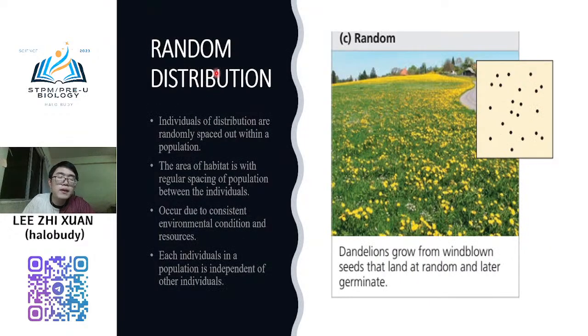And then this one is random distribution. So this one normally occurs in plants. You see that normally this one is randomly spread out within the population, and then the area of habitat is regularly spaced between the individuals. And then this one occurs due to a consistent environment and resources, and each individual in a population is independent of other individuals. Normally this is because every part has enough resources for them to survive.